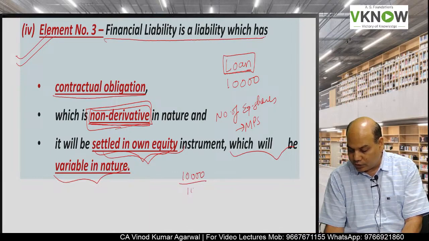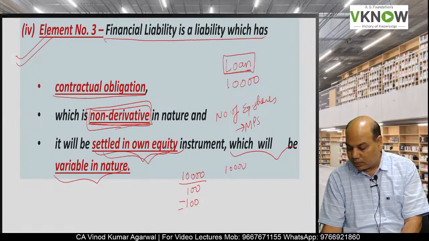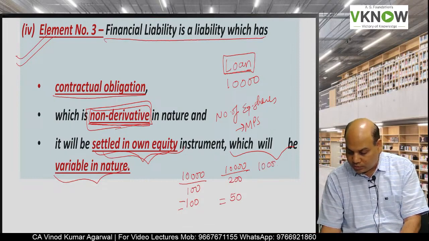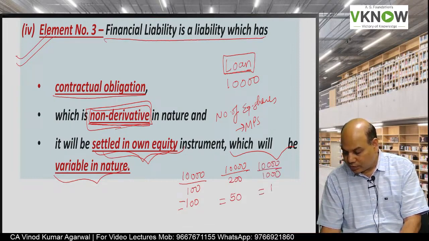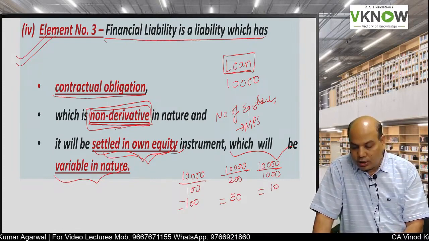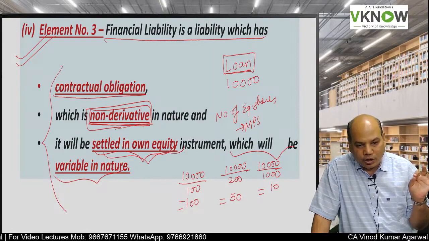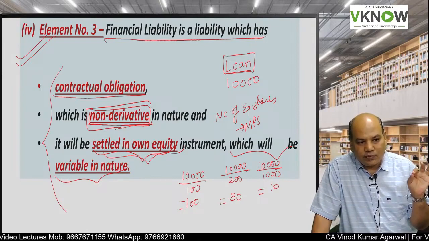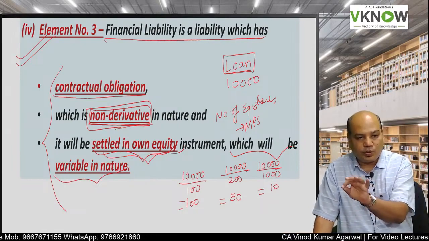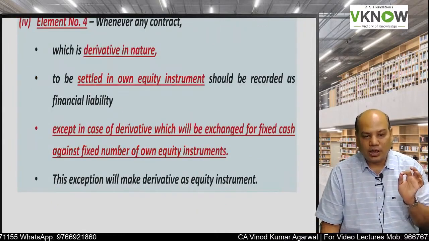If the market price of the share is 100 rupees, then 100 shares will be issued. If the market price is 200 rupees, then 50 shares will be issued. If the market price is 1000 rupees, only 10 shares will be issued. So in that case, we will call it a financial liability. The summary is: a non-derivative contract where the settlement will be based on own equity instruments and the number of equity instruments to be used will vary, then it will be a financial liability.